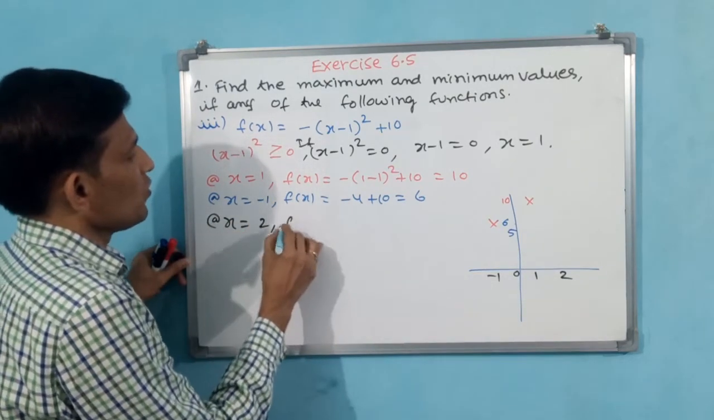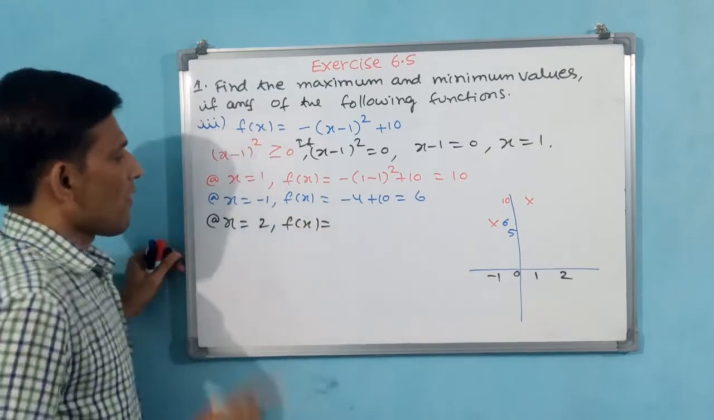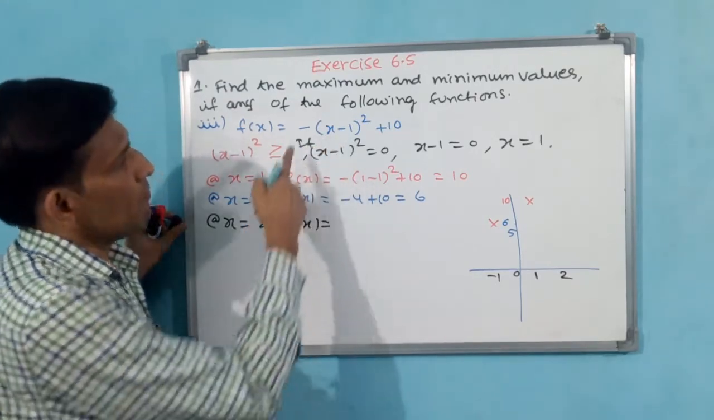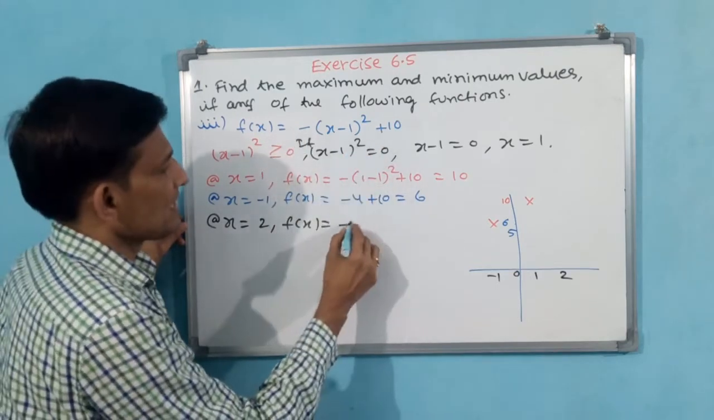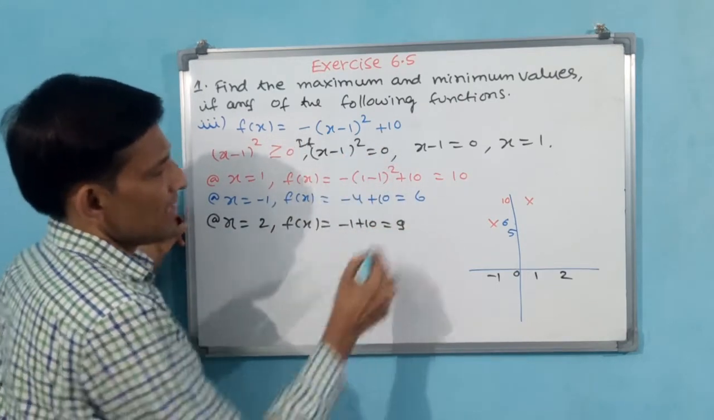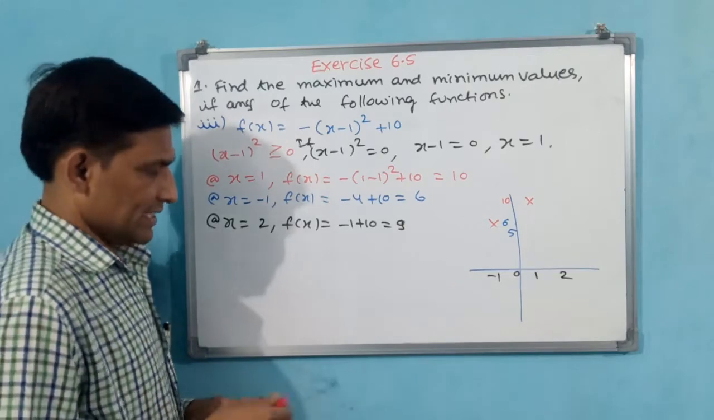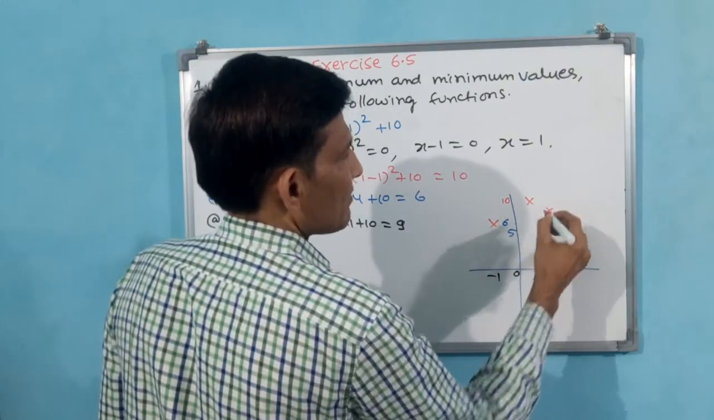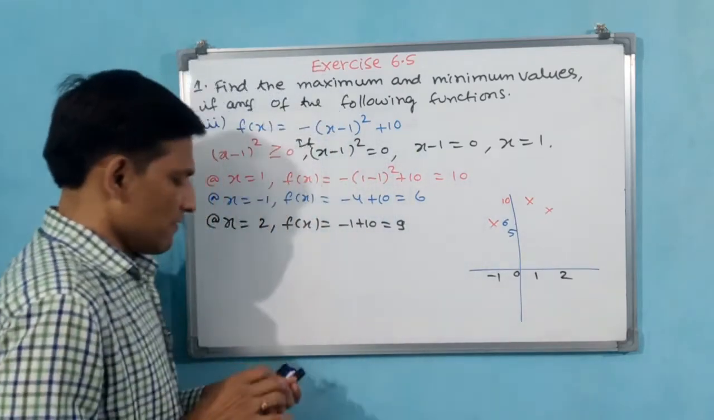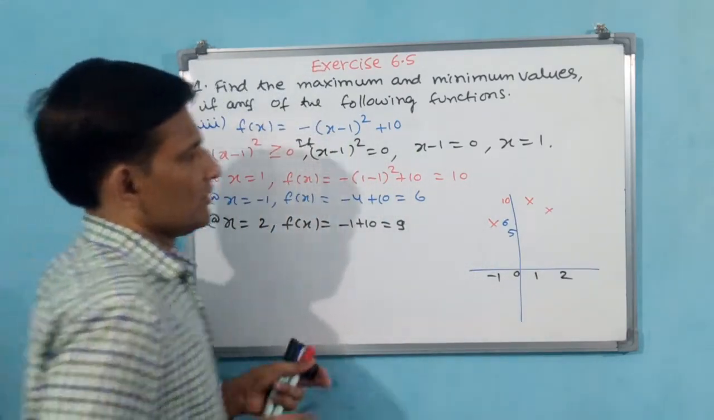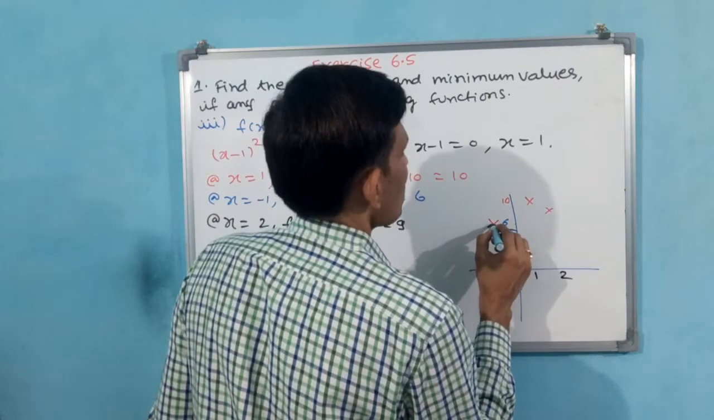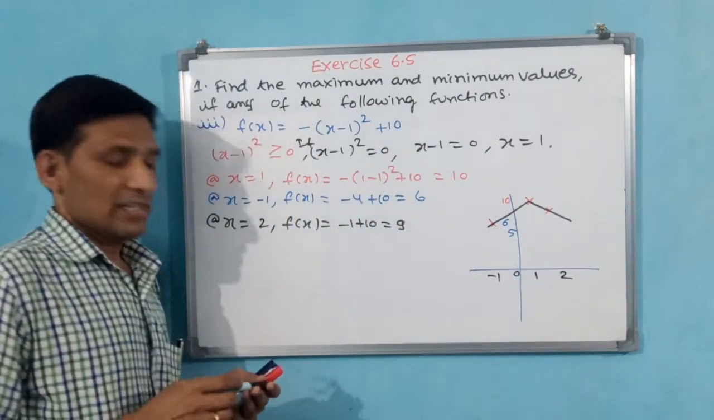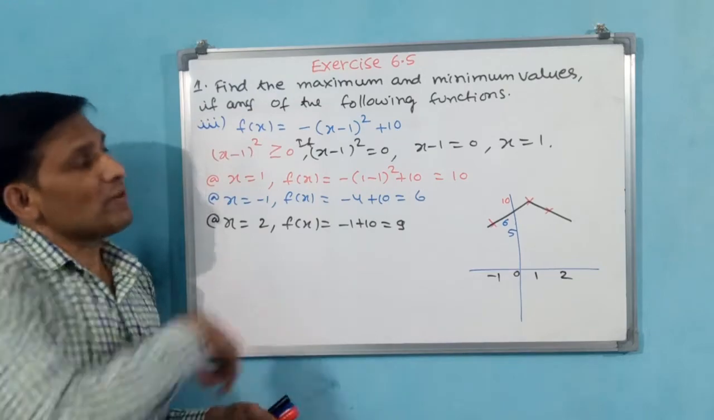At x is equal to 2, f of x is equal to 2 minus 1, 1, 1 square 1, minus 1, minus 1 plus 10, 9. Slightly less than 9, 10, 9. That means see, graph will be like this. From 6 to 10, 10 to 9. Now the graph is an inverted V.